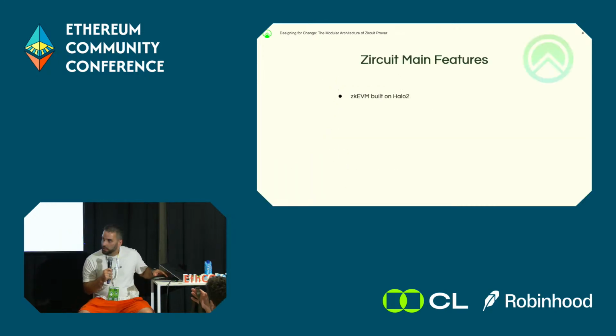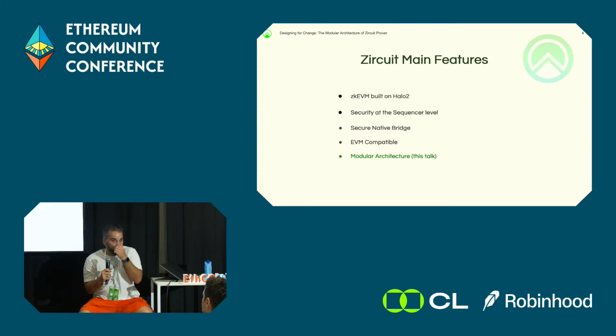We are Zircuit, and we are a ZK EVM built on Halo 2 for now. Soon we're going to drop that E and become ZKVM. We are trying to shop around for some implementations for that, but soon enough we're going to drop Halo 2 and become ZKVM. Our main differentiator is security at the sequencer level. I'm happy to talk more about the ZKVM after the talk. We have a secure native bridge, and we are VM compatible, and we bring all of that together with the modular architecture, which is what I'm going to be sharing with you today.